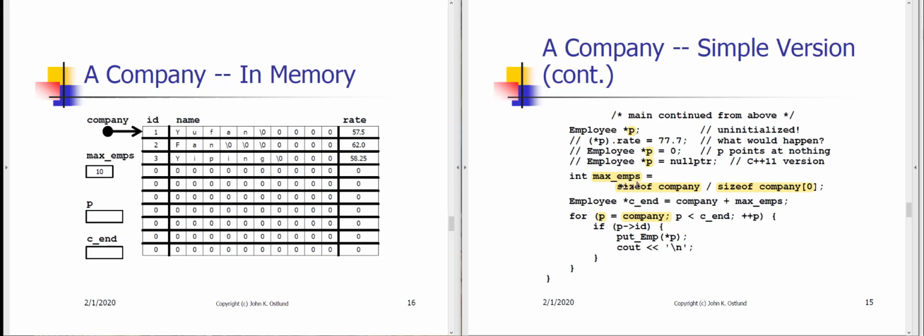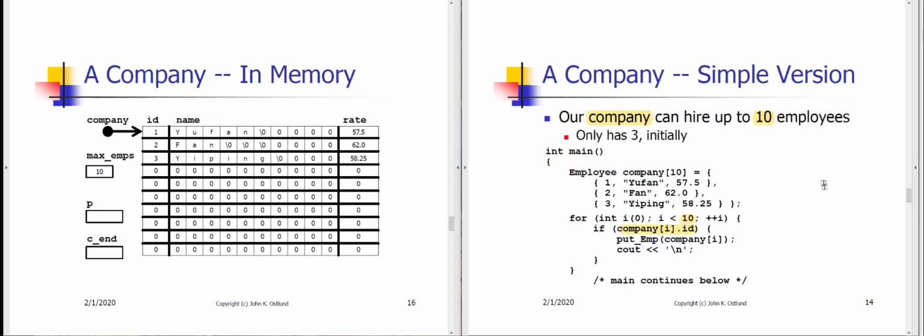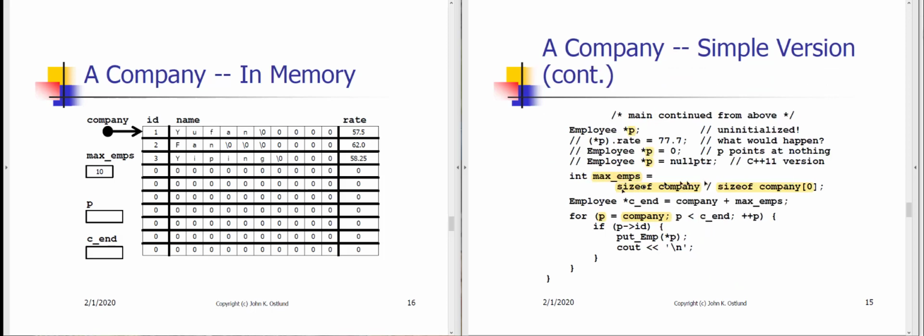So we can figure out on the fly that there are 10 employees in our array by doing this size of company divided by size of company sub 0 computation. And that will always work no matter whether company remains at 10 employees or if somebody increases that to 50 or 1,000 or 10,000. This computation will be able to figure out what the maximum number of employees is in my current array.